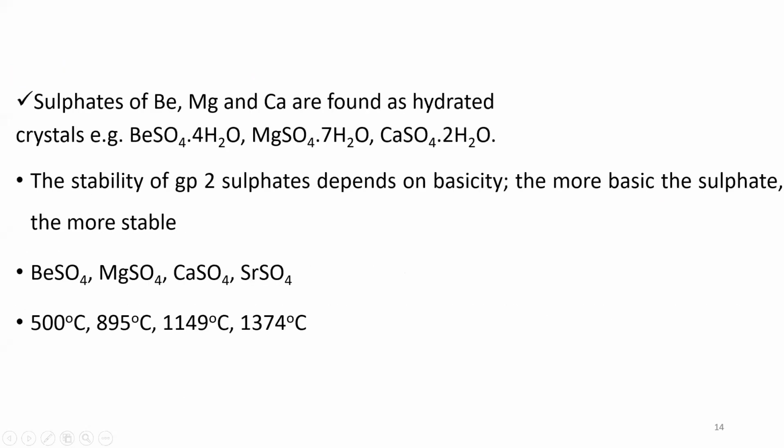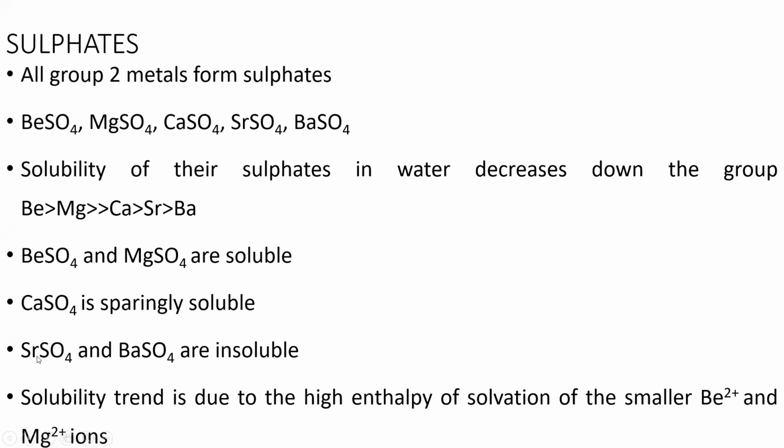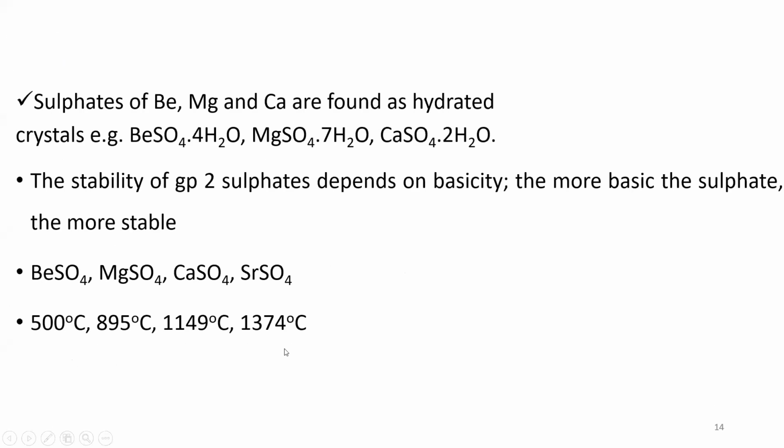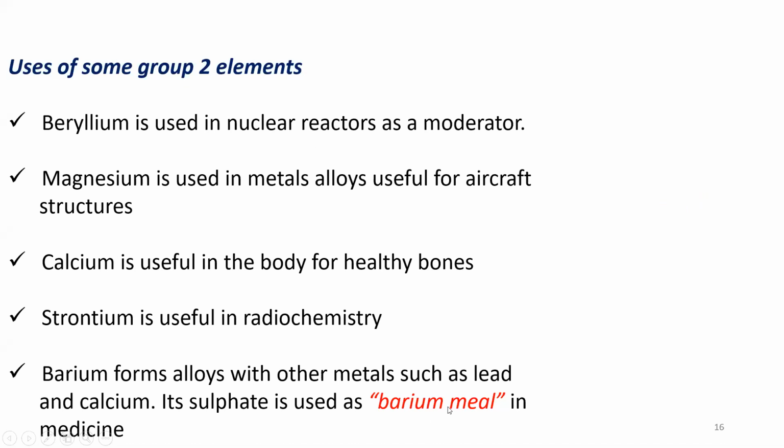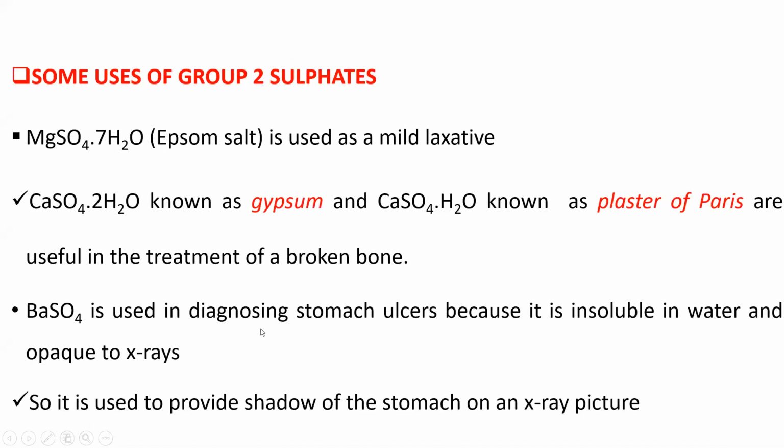Because we have looked at the solubility of the sulfates, your strontium sulfate and your barium sulfate are insoluble. So because it is insoluble, it can be used as a barium meal, where the patient is made to ingest the barium sulfate. Because it's insoluble, it will just be there; it will not dissolve and will not affect the body. It will only go to the stomach and cast a shadow of the stomach. So when it casts a shadow, you'll be able to take the X-ray of the stomach to actually know where the ulcer is. So that is what we mean by barium meal. It's the barium sulfate that is used in diagnosing stomach ulcers. Are we good?